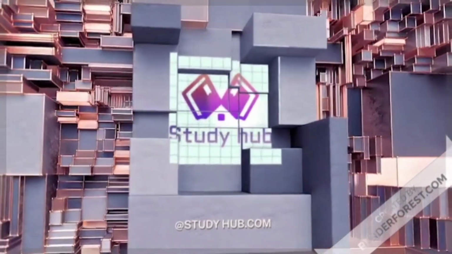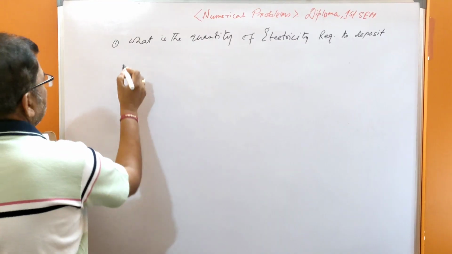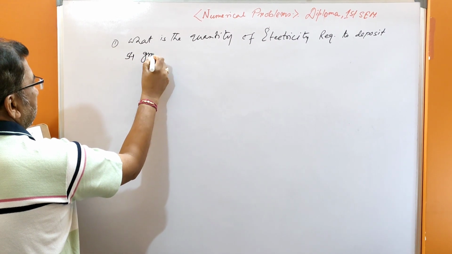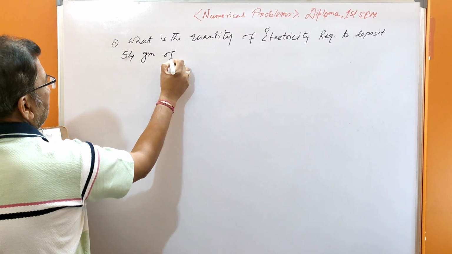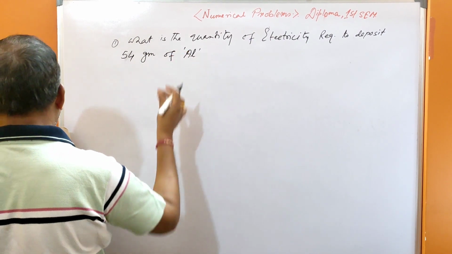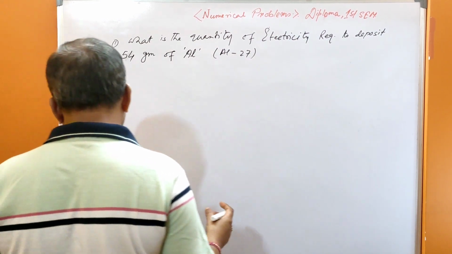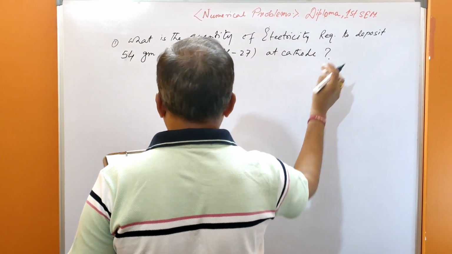Let's start. Deposit 54 gram of aluminium, atomic mass 27, at cathode, okay.